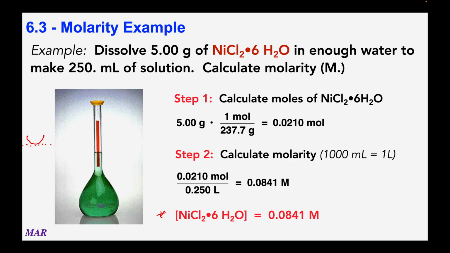So every liter of this solution would have 0.0841 moles of nickel 2 chloride hexahydrate. But you can see that we don't have a liter of solution. We have only 0.250 liters. So we'll talk about ways to extract the moles from the volume you add here in a little bit.